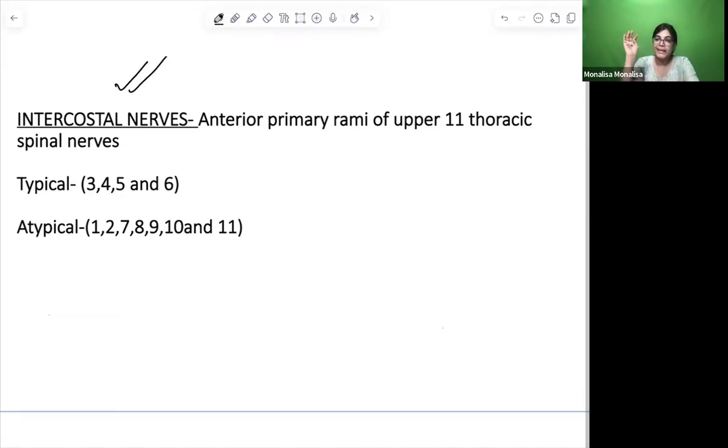So when I use the word atypical, what do you mean by typical? When I use the word typical, it means that these nerves are confined to their intercostal space, so they are called typical. If I talk about atypical, the first, second, 8, 9 are atypical because they are not only confined to their intercostal space, but they roam around or wander. They give innervation to other areas also. So they are called atypical.